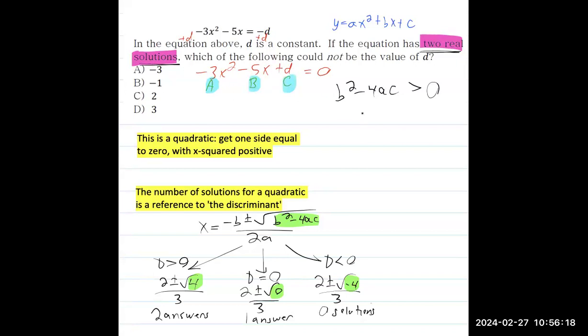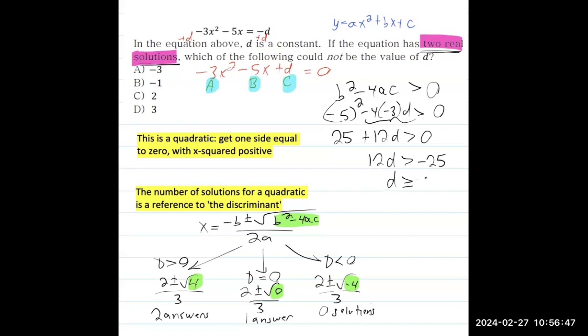Now, b squared minus 4ac would be negative 5 squared minus 4 times minus 3 times d, and that's greater than 0. Negative 5 squared or positive 5 squared are both 25. On this part here, you have a negative times a negative, which is a positive. So we have 25 plus 12d greater than 0. Take away 25, divide by 12, and negative 25 over 12 is the same as negative 2.08.